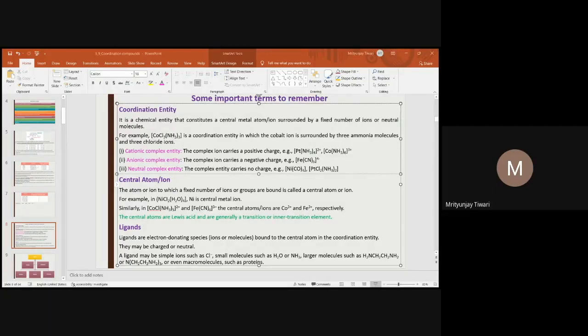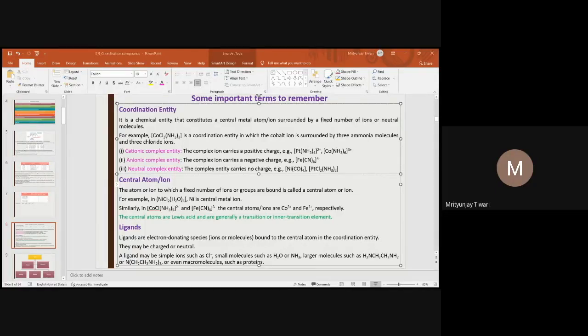This is EDTA, which behaves as a hexadentate ligand. EDTA is ethylene diamine tetraacetate. This is ethylene, this is diamine, and this is acetate. These are four acetates, so tetraacetate. So ethylene diamine tetraacetate means what? The ethylene diamine is here. If you replace all the hydrogen atoms of ethylene diamine with acetate groups, we get EDTA. Just as in ethylene diamine the nitrogen is a donor, the nitrogen in EDTA will also be a donor.